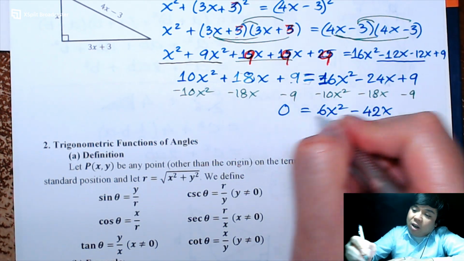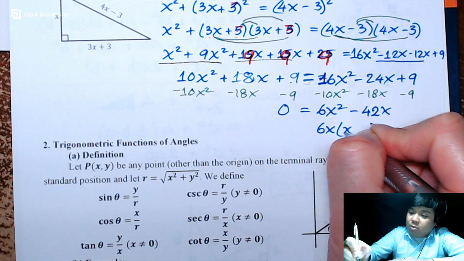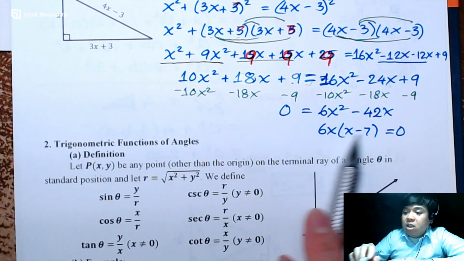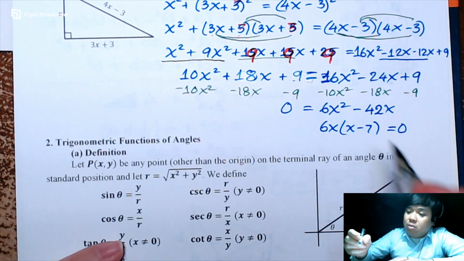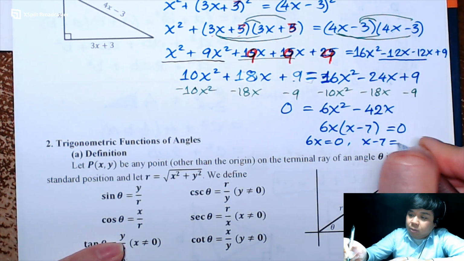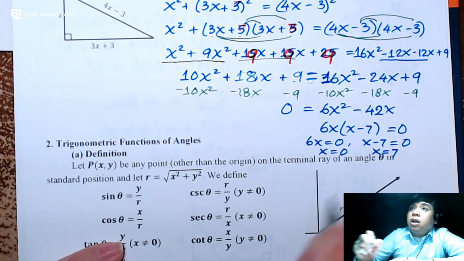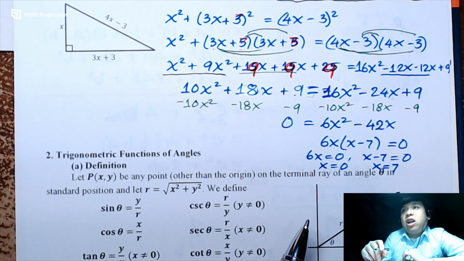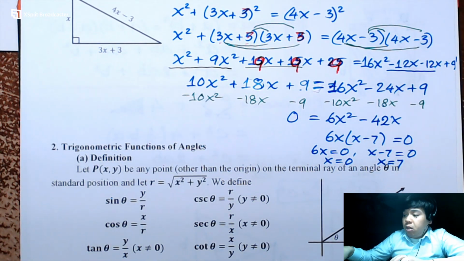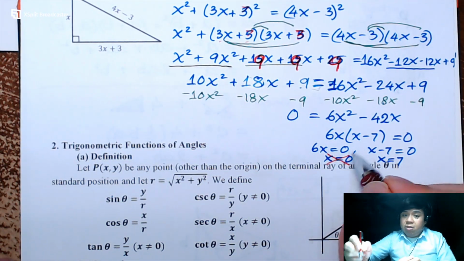We can just factor out the 6x. We're left with x minus 7. That equals 0. So 6x equals 0, or x minus 7 equals 0. So x equals 0, or x equals 7. And x cannot equal 0 because the signs have to be positive. So we rule that out. So the answer is x equals 7.